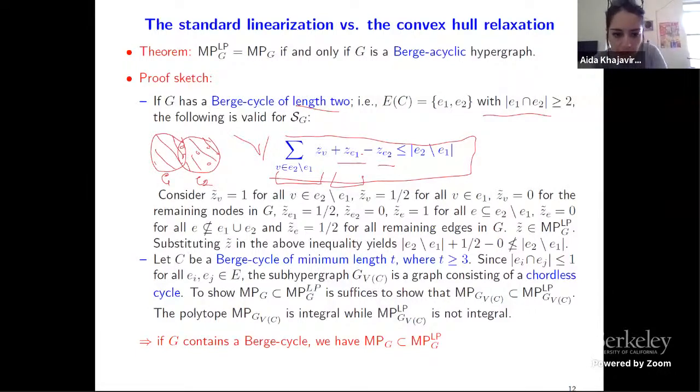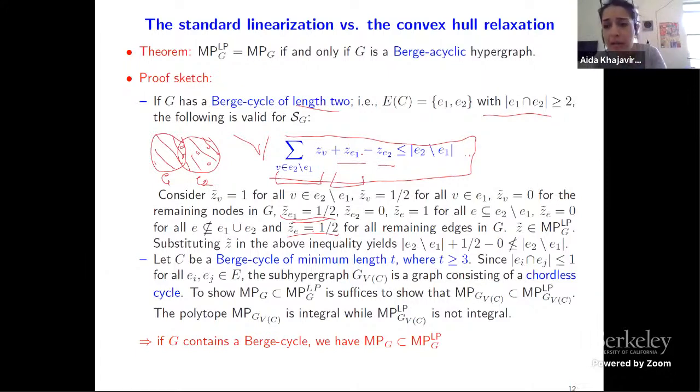The second step is to give a non-binary point, which we have constructed here. We don't need to look at exactly how it looks, but what is important is that this point is in the standard linearization, but it violates this inequality. Okay, so by this argument, we conclude that if there is a Berge cycle of length 2, then the standard linearization is not the multilinear polytope. And indeed, we gave an inequality to make that point clear.